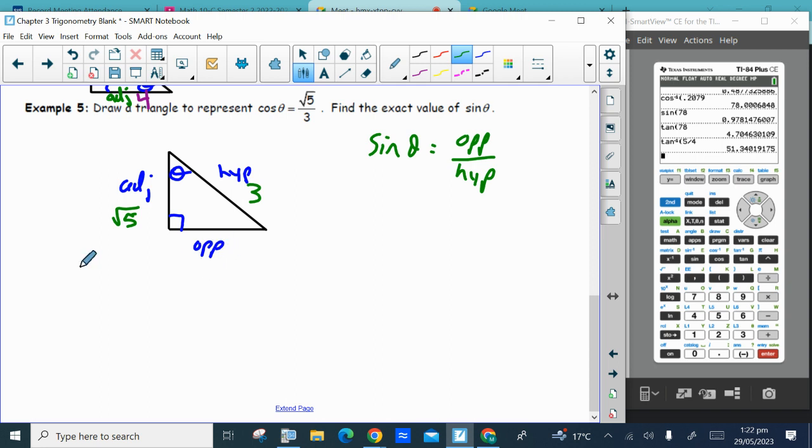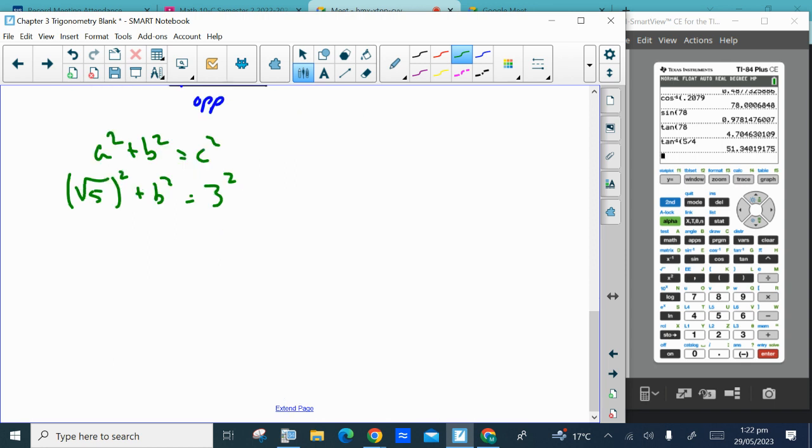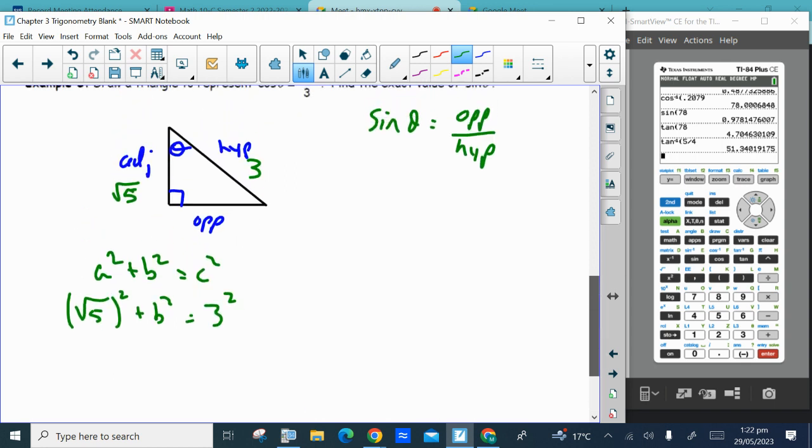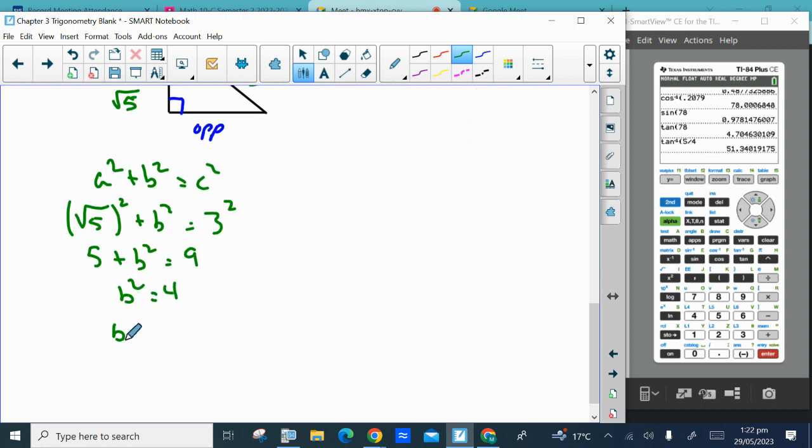To do that, we will use Pythagorean theorem. So we'll say that A is root 5. That's one of the legs of the right triangle. We need to find out what the other leg B is. The hypotenuse is 3. So root 5 times root 5 is 5, plus B squared equals 3 squared, which is 9. Subtract the 5 from both sides, and B squared would be 4. The square root of 4 is 2. There's the length of the opposite side using Pythagorean theorem.